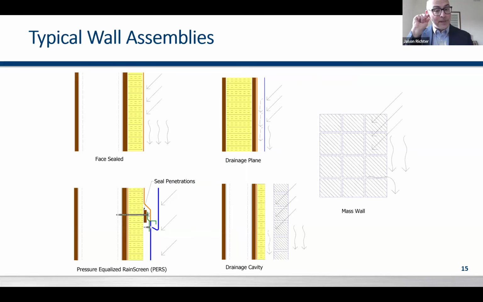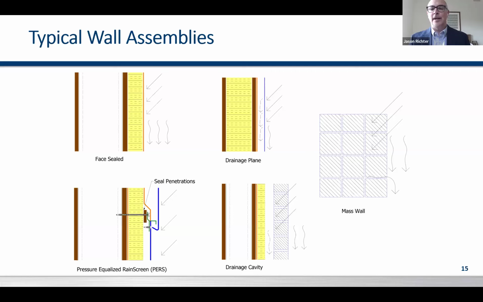So with that, we'll get into the primary types of wall assemblies, starting with the mass wall, one of your oldest styles of wall, just a thermal mass wall. Then you have face sealed walls, so think of an EIFS type of system where you're sealing up your insulation on the exterior of the building.